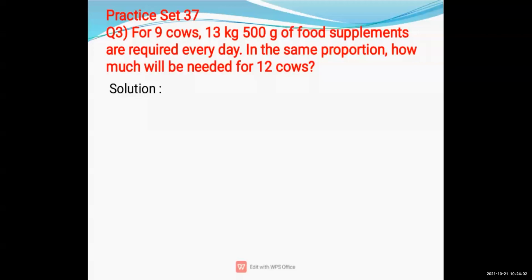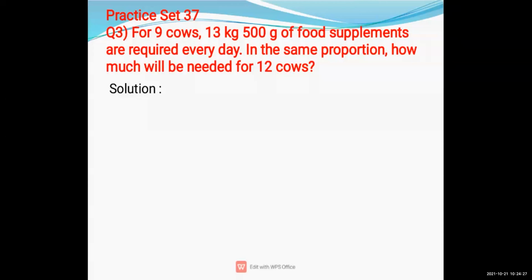Now we are doing the third sum. Now here you people are going to tell me the steps. Through that only we are going to solve in this book. Okay. So the question is, for 9 cows, 13 kg 500 gram of food supplement is required every day. See, listen to the question.